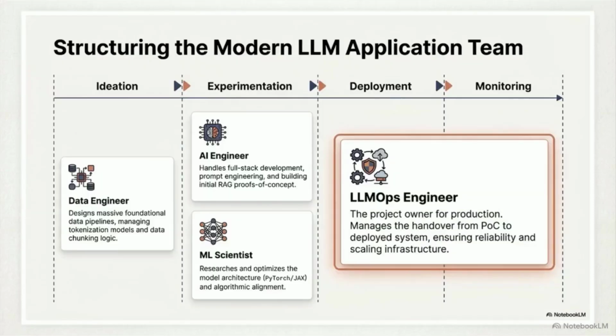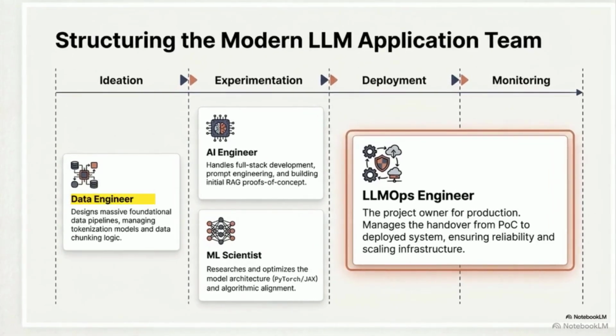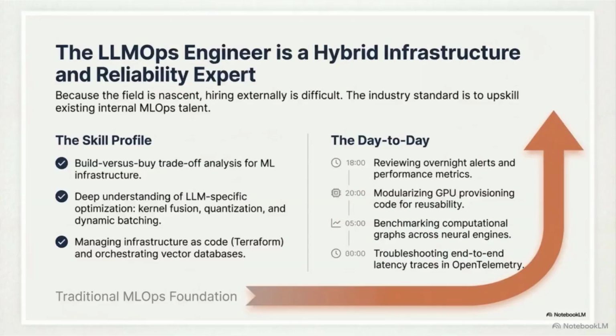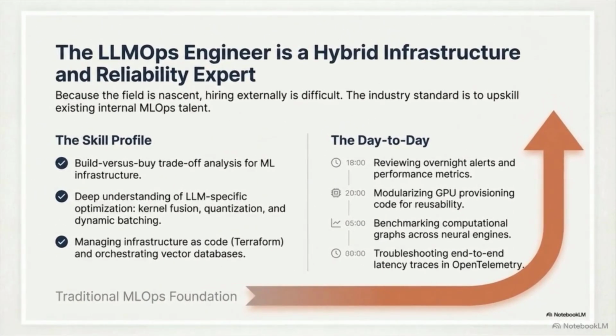Who actually built this? This timeline maps out the modern AI team structure. Data engineers design the massive pipelines on the left, while AI engineers and ML scientists build the initial proofs of concept during the ideation and experimentation phases. The ultimate project owner for production is the LLMOps engineer. Looking at the day-to-day timeline on the right, this hybrid role requires upskilling existing talent to manage infrastructure as code, orchestrate vector databases, and troubleshoot end-to-end latency traces.